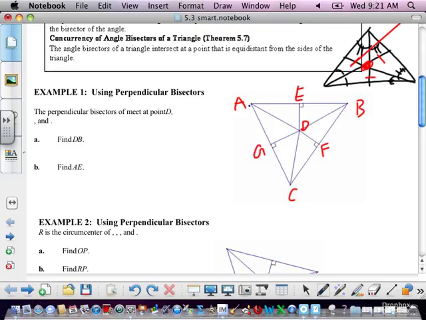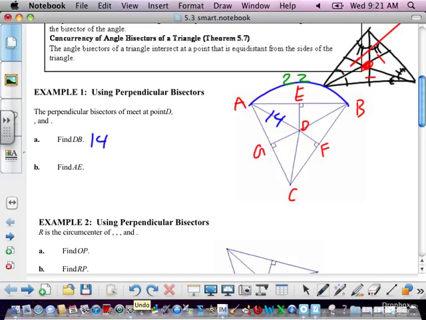A to B is 22. And we know A to D is 14. So let's answer these questions. What is the distance from D to B? 14.